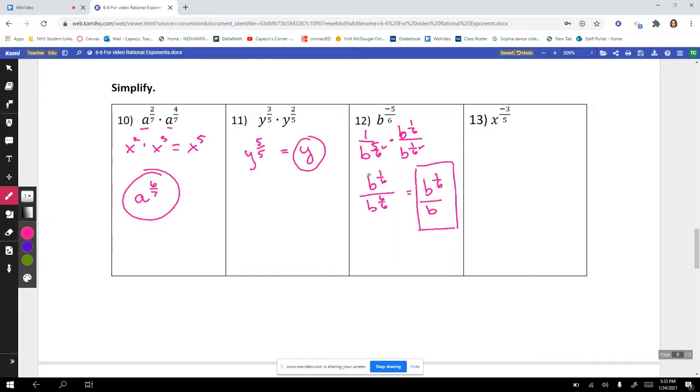All right, the next one also has a negative exponent, so I'm going to get 1 over x to the 3/5. And I need 2 more fifths, right? So I'm going to take x to the 2/5 on the top and x to the 2/5 on the bottom. So I get x to the 2/5 on the top, and that is going to be x to the first on the bottom. So that's my final answer right there.